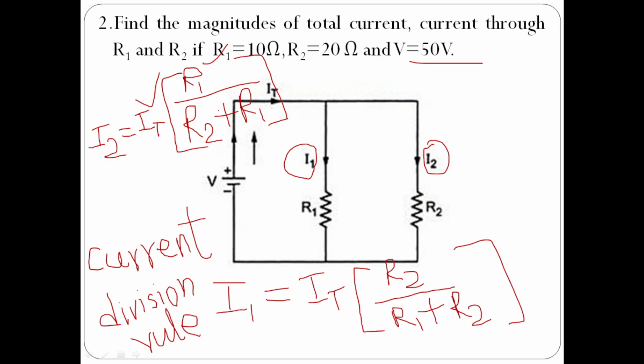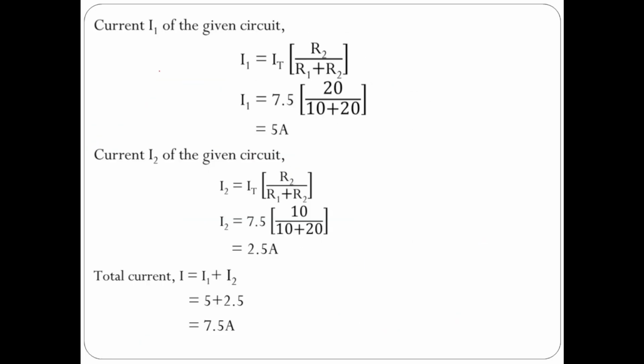We know R1, we know R2, so you can calculate I1 and I2. According to the current division rule, there is a mistake here, this is R1. The I1 current of the given circuit is total current into R2 by R1 plus R2, since I1 is flowing in R1 and its opposite resistance is R2. Substitute I total and the R1, R2 values, simplify it, and you will get 5 amperes.